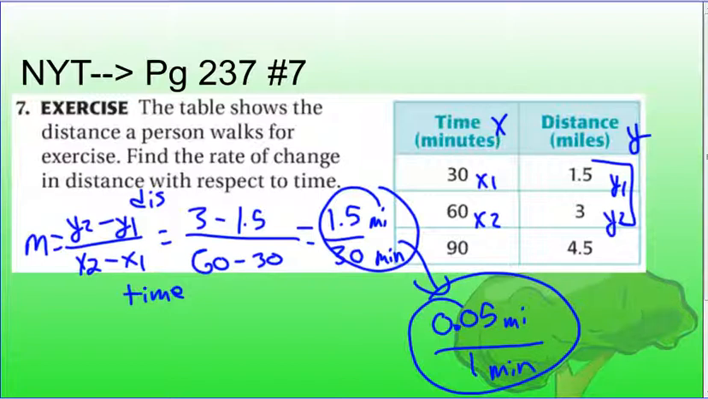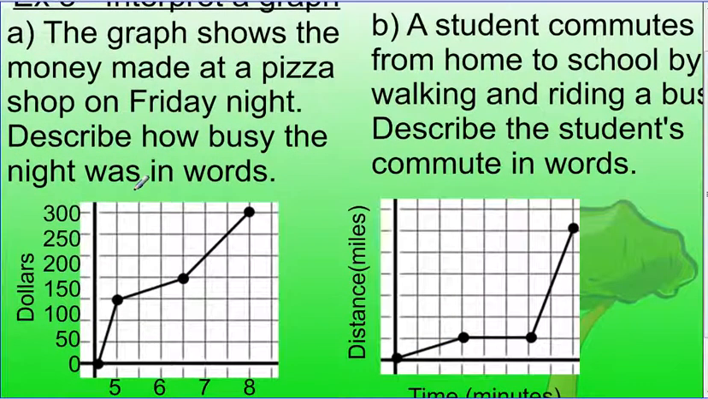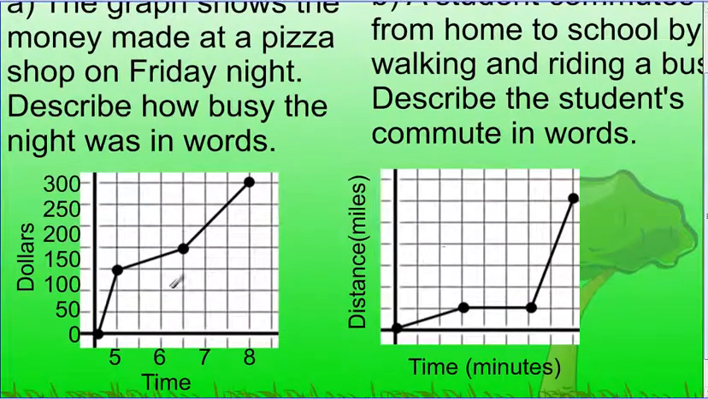Now, these last couple problems are kind of interesting problems. Let's read letter A, and then we'll describe what it's talking about. It says here, the graph shows the money made at a pizza shop on Friday night. Describe how busy the night was in words. So you're trying to put in words what's happening with this graph. Why does this graph look the way it does? So this is a pizza shop on Friday night. So you actually have to think about what goes on in a pizza shop on Friday night.